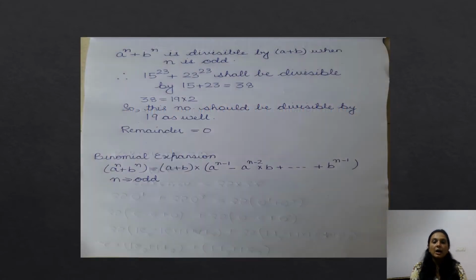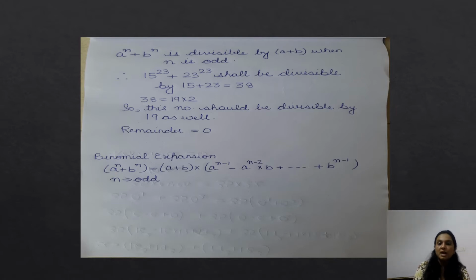Now, this question can be solved by the concept a power n plus b power n is divisible by a plus b when n is odd. Now 15 power 23 plus 23 power 23, it should be divisible by 15 plus 23, which is 38, because what is n, your power? It is 23, which is odd. Thus, this number or expression is divisible by 38.